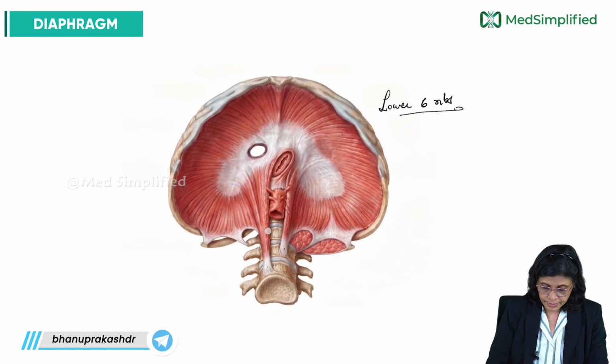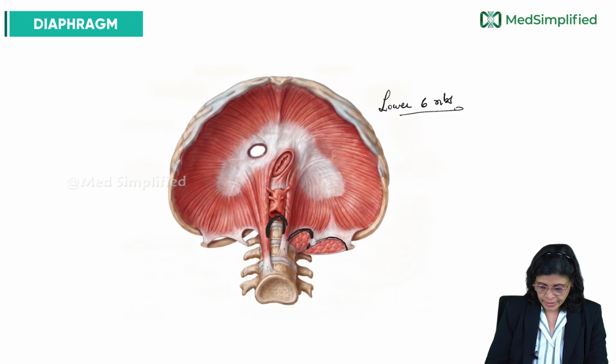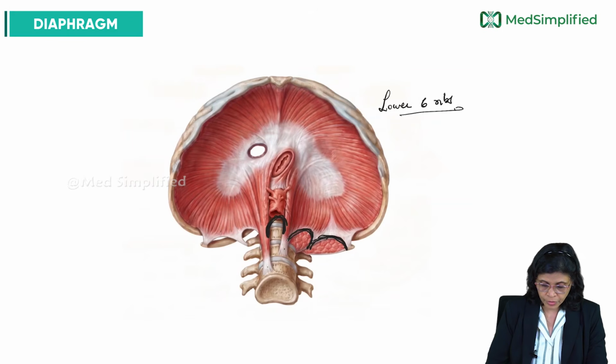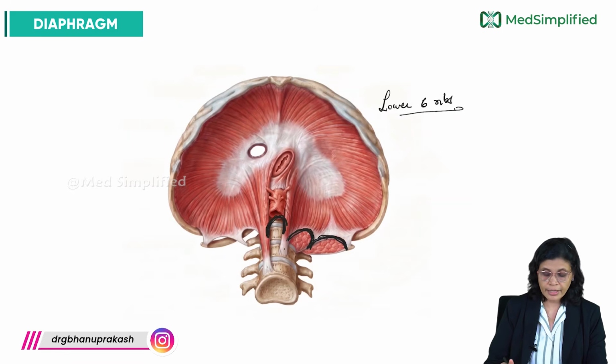This is the median arcuate, this is the medial arcuate, and this is the lateral arcuate. This is basically the psoas sheath thickened. Then here we have the quadratus lumborum fascia, which is thickened here. So this is the arcuate. The median extends between the two crura. The medial extends from the body of L2 up to the transverse process of L1. And the lateral one from the transverse process of L1 up to the 12th rib. So that is the arcuate ligaments.